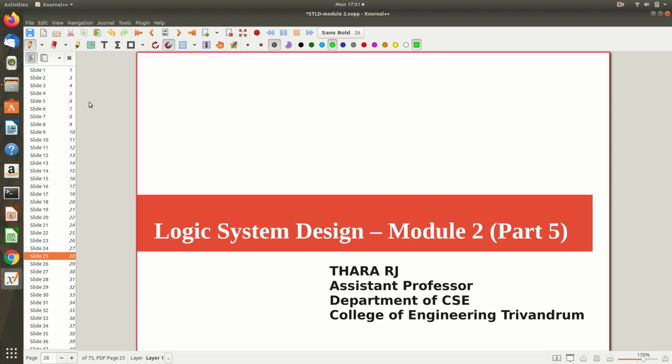Hi all, welcome to part 5, module 2, logic system design. So, in module 2 we are discussing Boolean algebra, right?